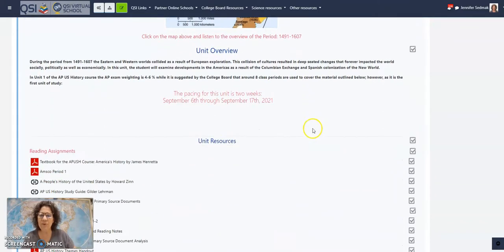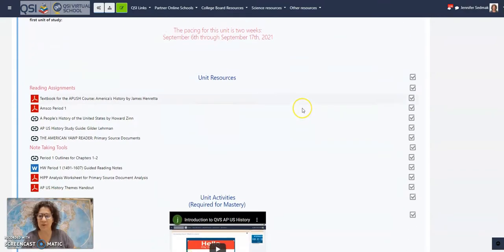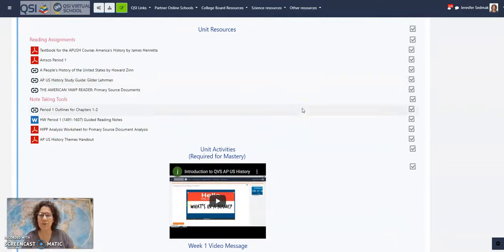And then if you scroll down, you have a unit overview and you have the pacing for the unit. This unit is paced for 2 weeks. It covers a short period of time. And again, this time period changes from year to year. If you scroll down, you have some unit resources here.